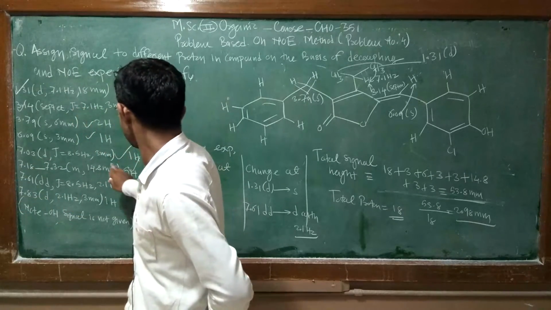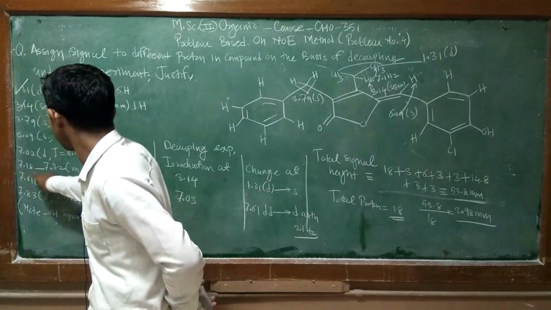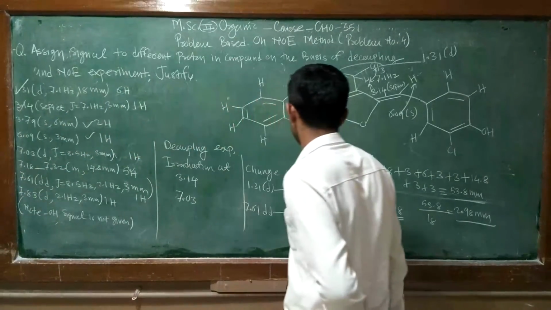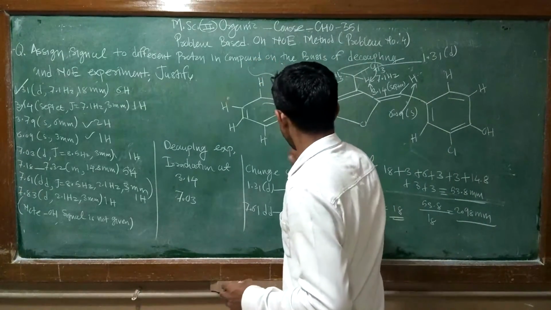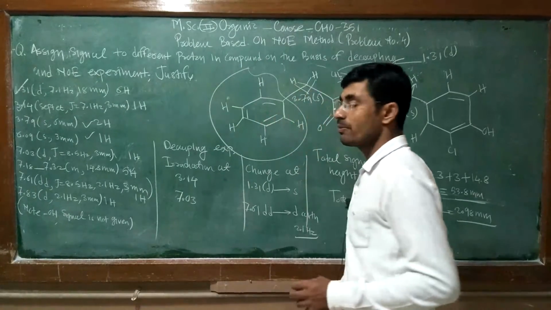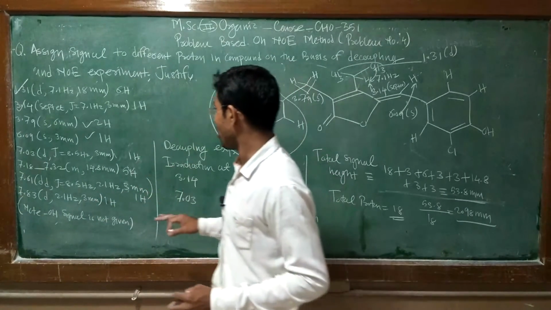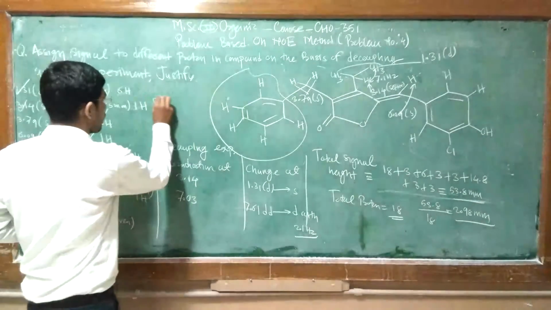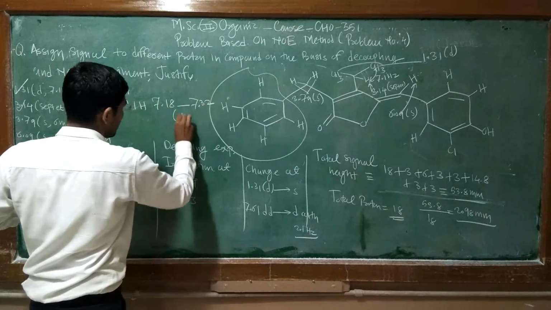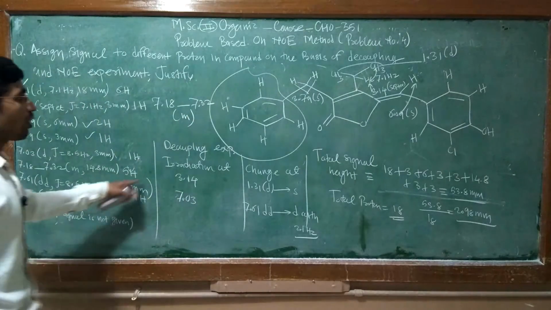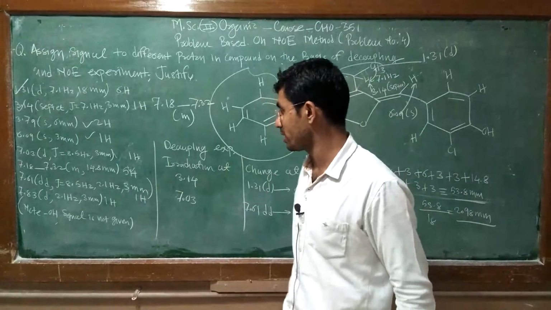Next we consider the signal 7.18 to 7.35, a multiplet for 5 protons. Here all these 5 protons at low field are not actually in the same chemical environment, but if you take the spectrum, all these protons in the range 7.18 to 7.32 show a multiplet because of 5 protons. This is the monosubstituted pattern, in which we observe this type of signal.